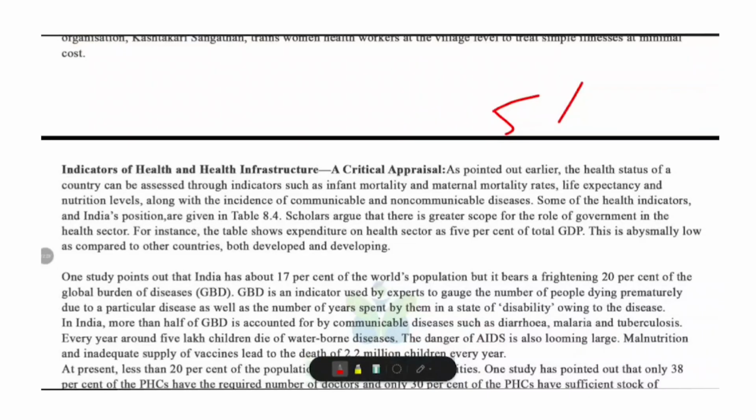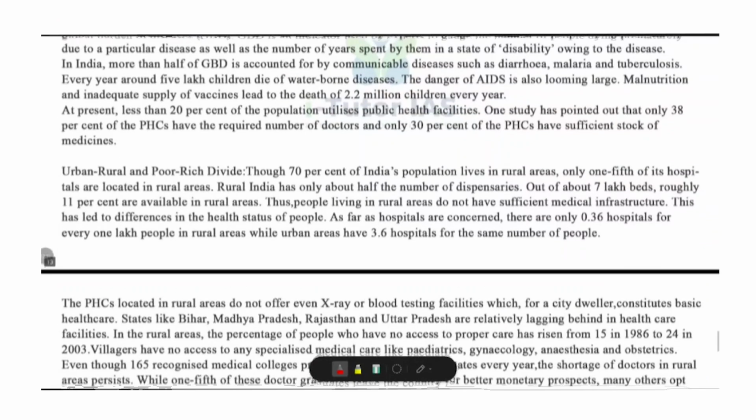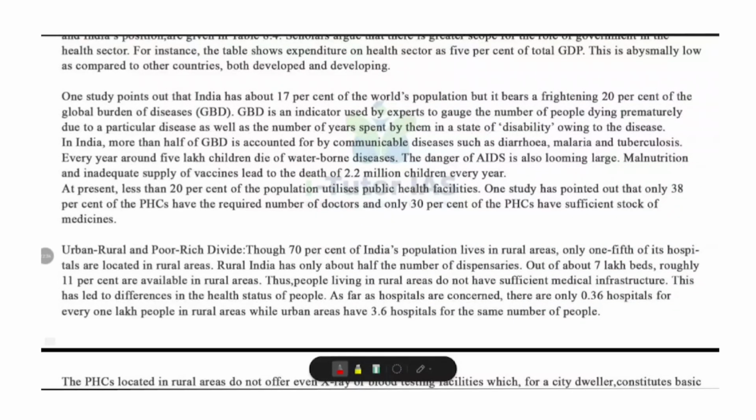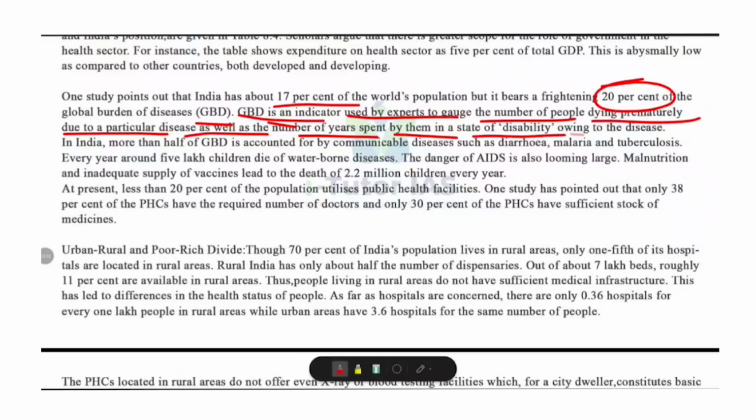Okay. Now, India has 17% of world's population but carries 20% of the global burden of diseases, that is GBD. GBD is an indicator that measures premature deaths and years lived with disability due to diseases. So GBD, or global burden of disease, is an indicator used by experts to gauge the number of people dying prematurely due to particular disease, as well as the number of years spent by them in a state of disability owing to the disease. So we know about communicable diseases like diarrhea, malaria, tuberculosis, etc.